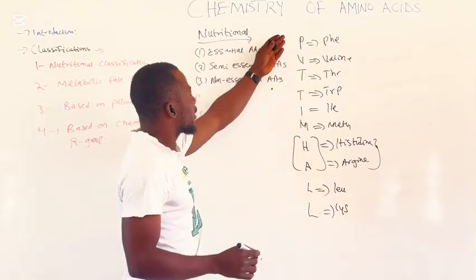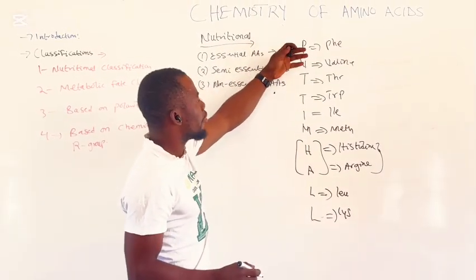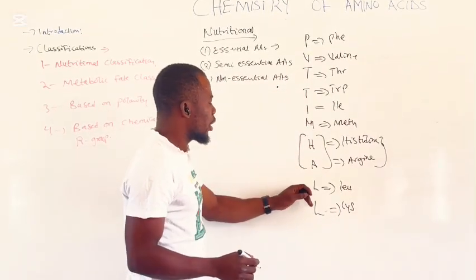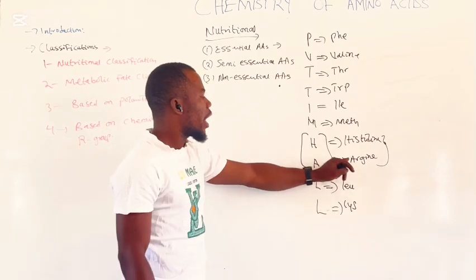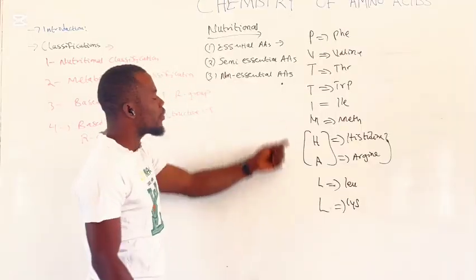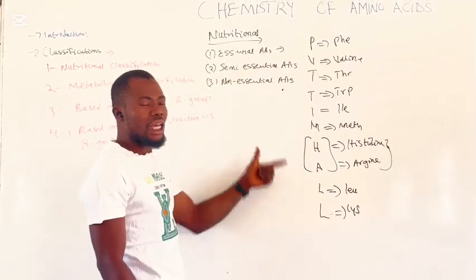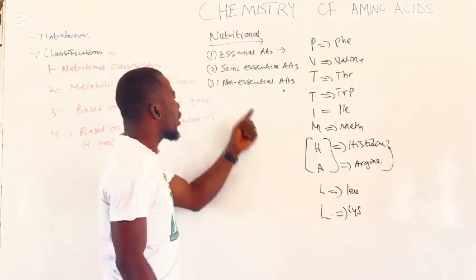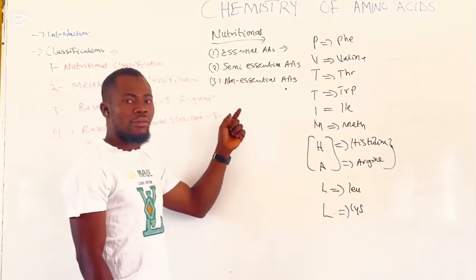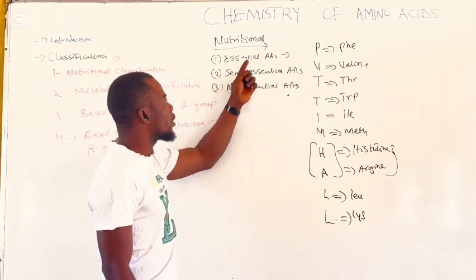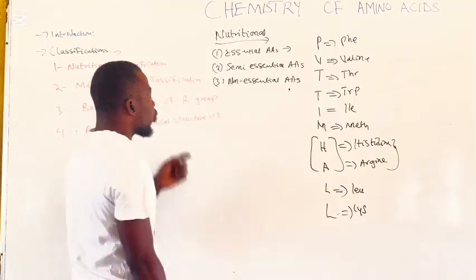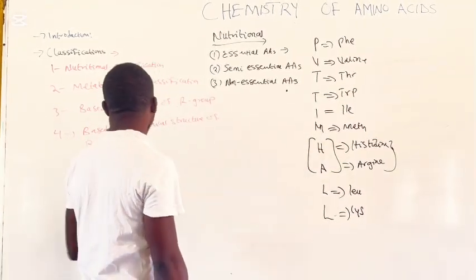So the essential amino acids are phenylalanine, valine, threonine, tryptophan, isoleucine, methionine, leucine, and lysine, whereas arginine and histidine are semi-essential. The remaining 10 standard amino acids not listed here are the non-essential amino acids. Again, essential amino acids are also referred to as indispensable amino acids, whereas non-essential amino acids are also called dispensable amino acids. So that is on nutritional classification.